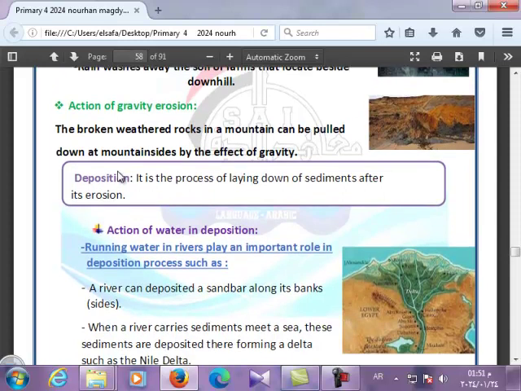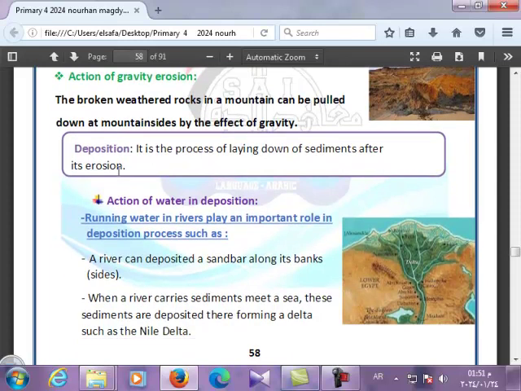Now we talk about deposition. What is the meaning of deposition? It is the process of settling down of sediments after their erosion. Deposition is the next process after erosion.